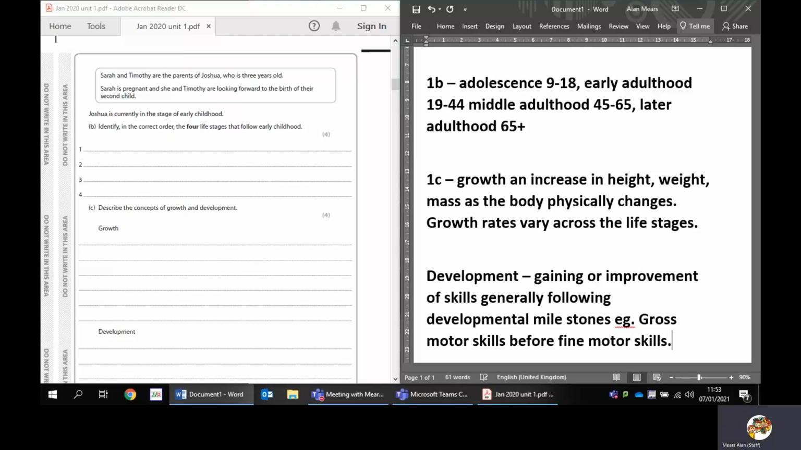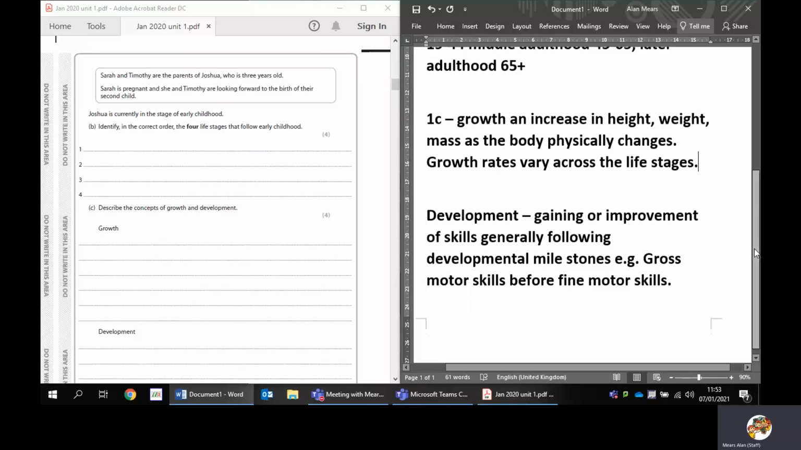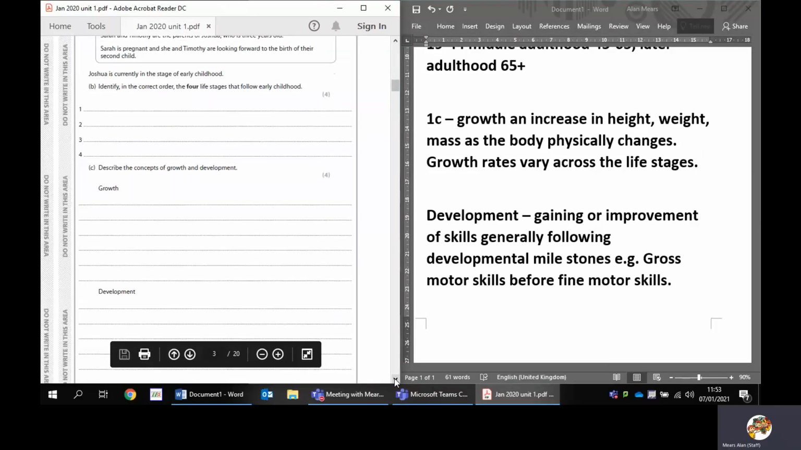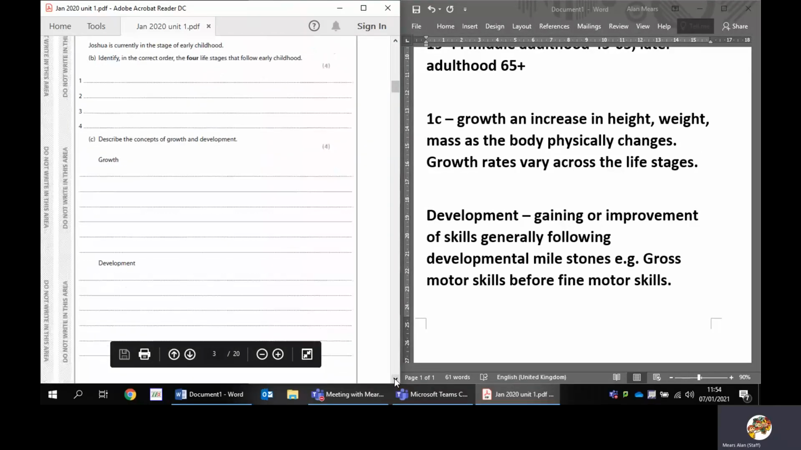Now, again, with these questions, if you're ever unsure, I mean, like my developmental definition, gain or improvement of skills and milestones, I don't know if that would be enough. So if you're ever unsure, throw in an example, it never hurts. Same with the growth rate, it could be various. So obviously, again, height, weight, mass is what growth is. I'm not sure whether that would be enough for 2 marks. That's why I've just thrown in this extra bit about how it varies across the life stages, just to be safe. I think that's always the best thing. If you're ever unsure, write a little bit more.